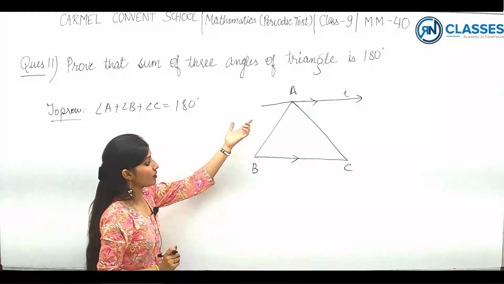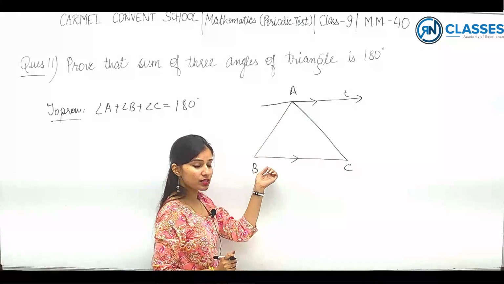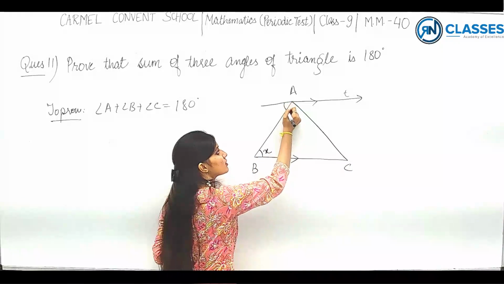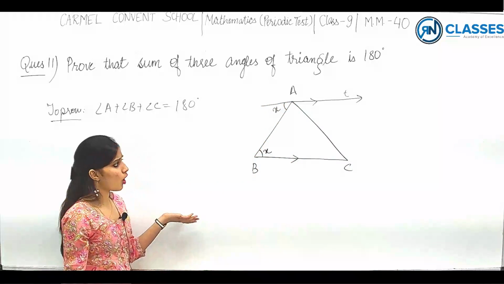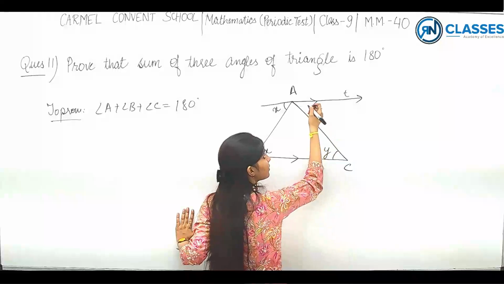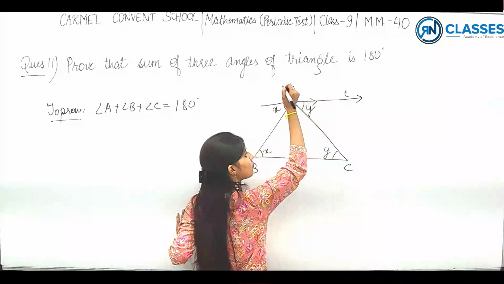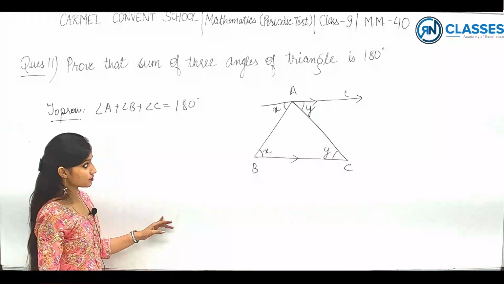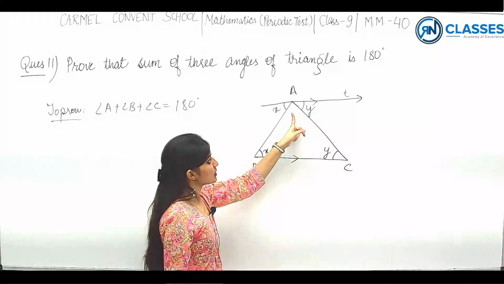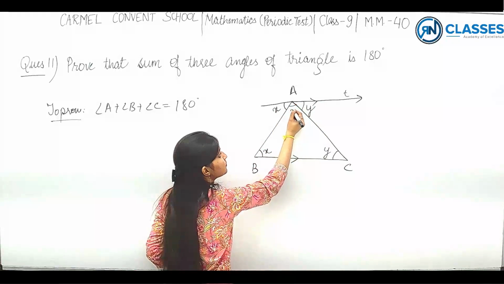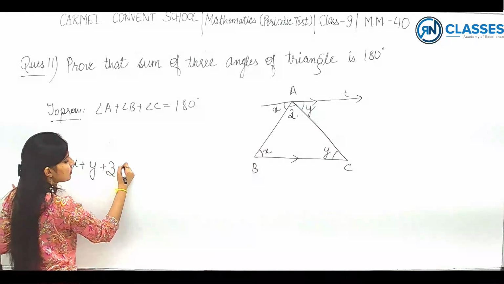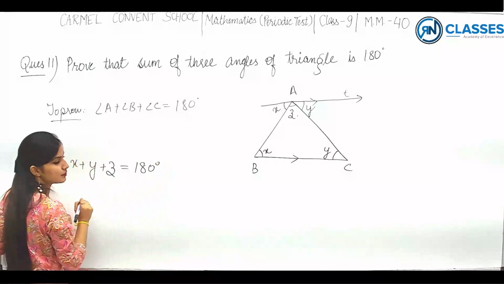If these lines are parallel, then AB is the transversal, and if this angle is equal to x, then this angle is also x. Alternate angles. Similarly, if this angle is equal to y, then this angle is also y. Right. Now I got a linear pair. This plus this plus this. So I name it z. x plus y plus z is equal to 180 degree.